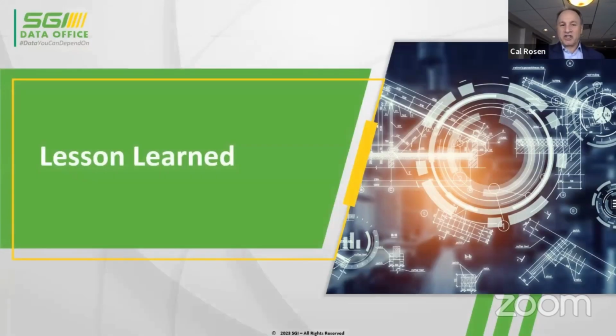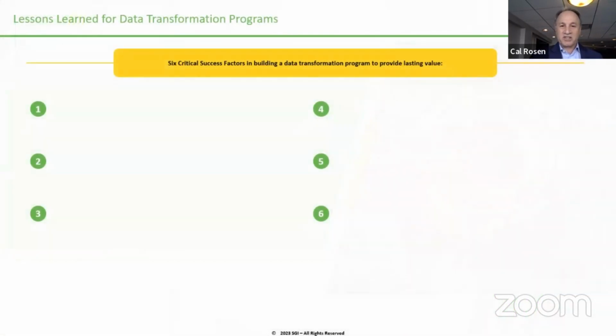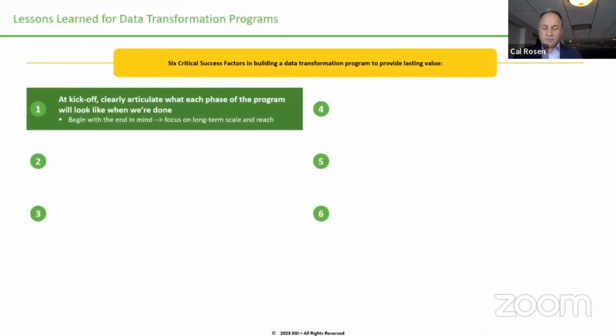And then finally, I'm going to share some lessons learned. As I said earlier, I've been doing this for about 30 years now, worked in many, many organizations across numerous industries. And these are some of the things I picked up along the way. So when you're starting one of these programs, you need to clearly articulate what each of the program phases will look like when you're done. That way people don't just sit back and have some vague sense of where we're headed, but they have a true idea of where you're going and understand what their stake in it is as well.